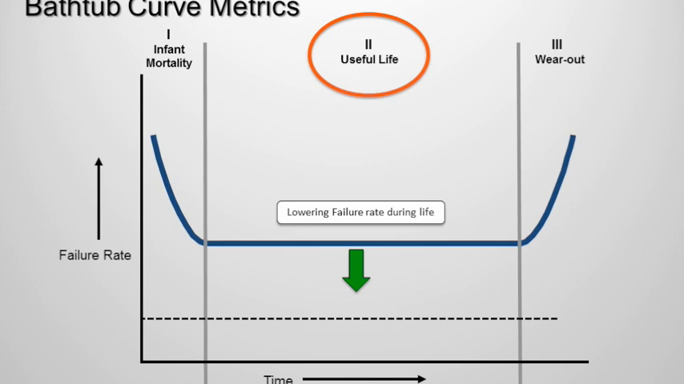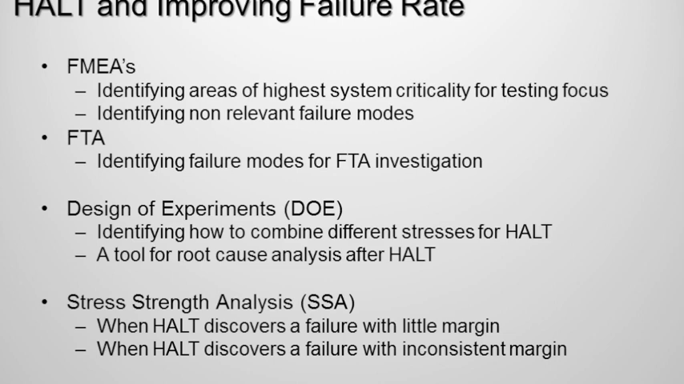So what are some tools that can be used in conjunction with HALT that will improve this? FMEAs are one, as you saw I showed before in the chart. FMEAs will identify the areas of highest system criticality for testing focus. So if we expand that to where we directly look for opportunities in HALT for these areas in FMEA that are considered to be the biggest threat to the product's success, it can be very powerful. And it can also identify non-relevant failure modes, areas we don't want to waste time doing testing.